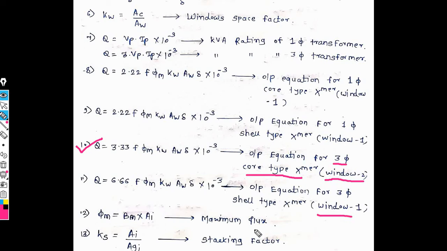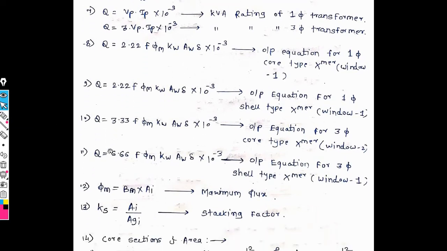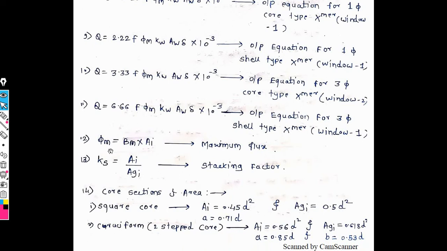Then the next formula is maximum flux, that is Φm is equal to Bm into Ai. That is, Bm means maximum flux density, into the net iron area. Then the next formula is the stacking factor. The stacking factor Ks is equal to Ai upon Agi. We consider the value of Ks as 0.9 for single phase and three phase transformers. These are very important formulas to find the solution of single phase and three phase transformer problems.